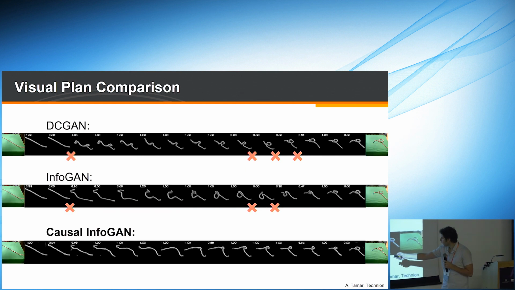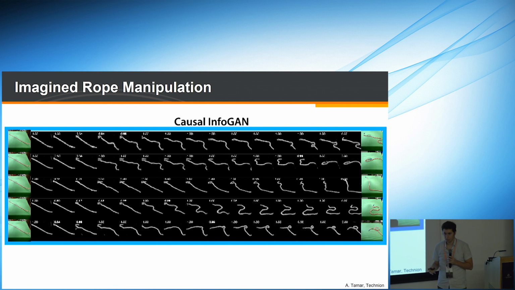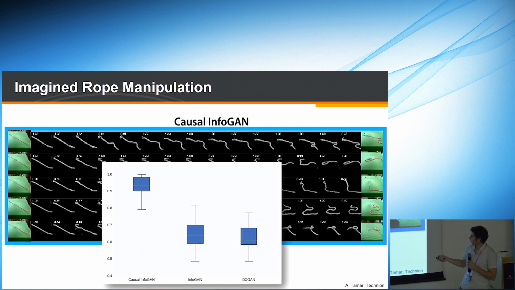And here's an example of what Causal InfoGAN generates. It's much better. Here are some more examples of different types of rope shapes. All of these were not seen. These are trajectories that were not seen in the data. Our model learns to imagine the possible sequence of transitioning the rope from start to goal just based on random data that it saw. We also verified numerically that this has a much better performance than standard models.